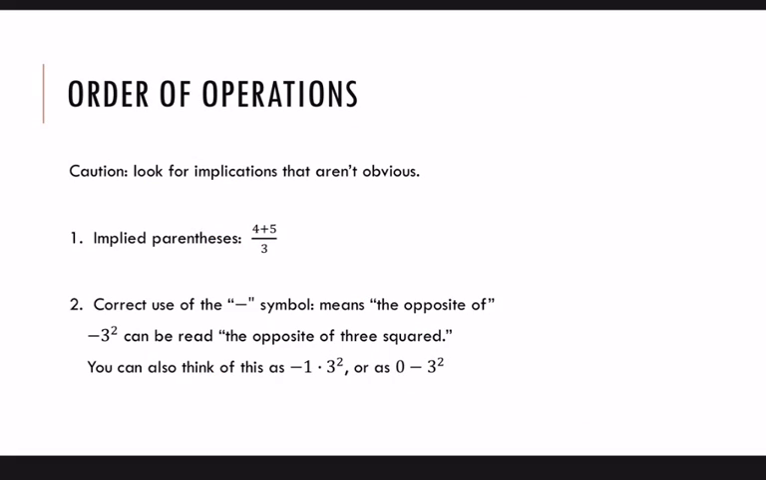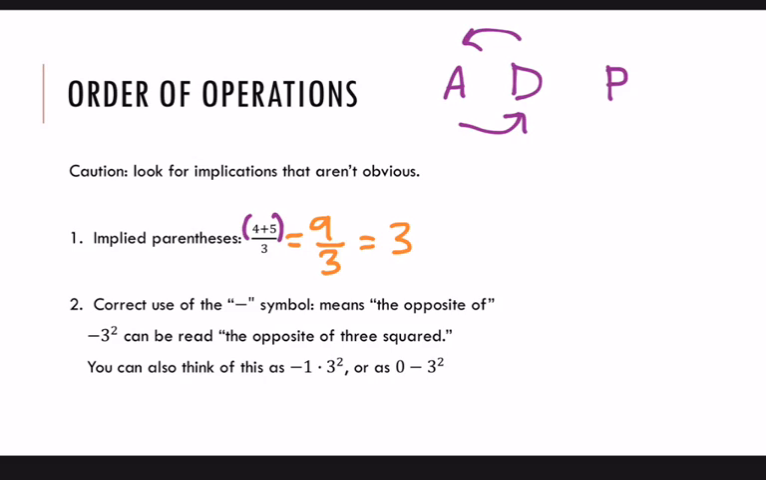Okay, a couple notes on order of operations. First of all, watch out for things that are implied that aren't obvious or that might actually be the opposite of what you expected. So we already talked about implied parentheses. In this problem, you would do 4 plus 5 first, and then you would divide by 3. So if somebody didn't know what was happening, it almost looks like we're doing addition first before we do division, which is kind of the opposite of the order of operations. So it looks like it's incorrect unless you realize that there's a parentheses that's implied up here. So really we're doing parentheses and then division, and that's okay. That's the order of operations.